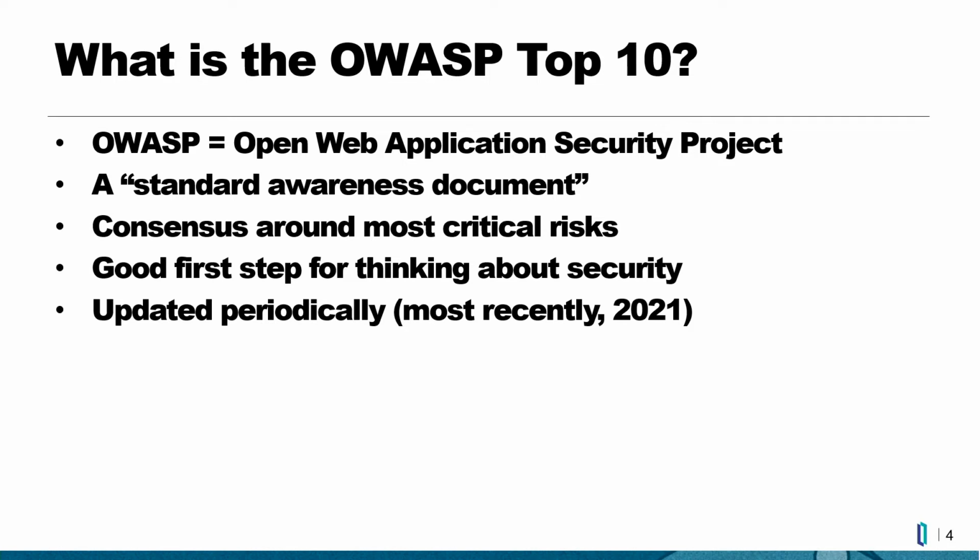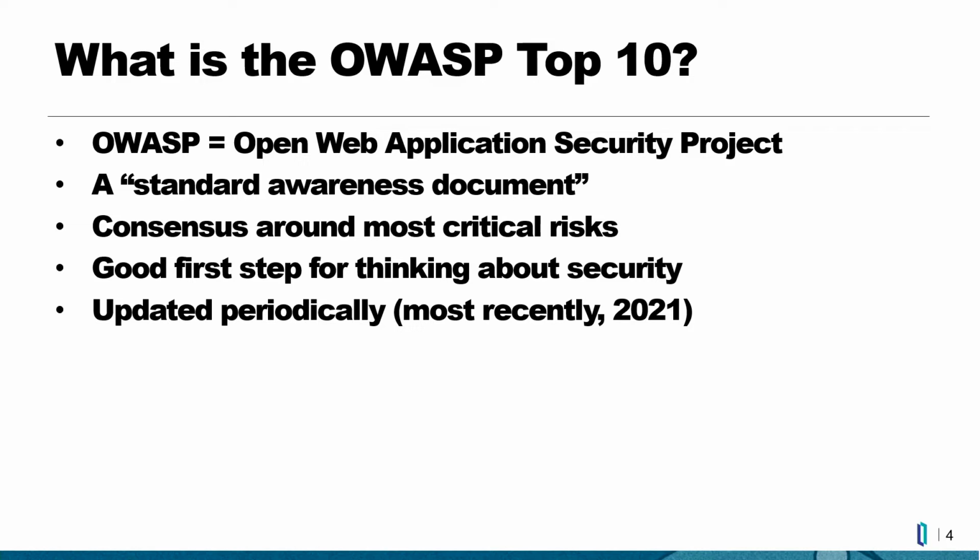So what's the OWASP Top 10? OWASP stands for the Open Web Application Security Project, and they really have a number of super valuable, useful resources for thinking about security, particularly in a web application setting, surprise. So the OWASP Top 10 is a standard awareness document. It's not really a definitive guide. It's just a consensus around what the most critical risks are in web application security.